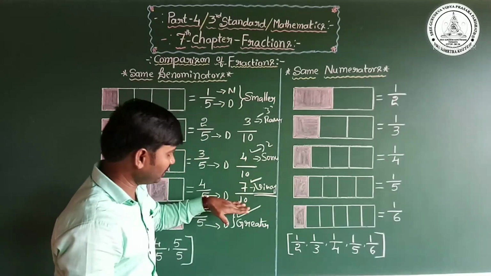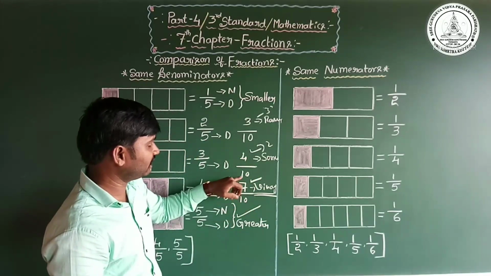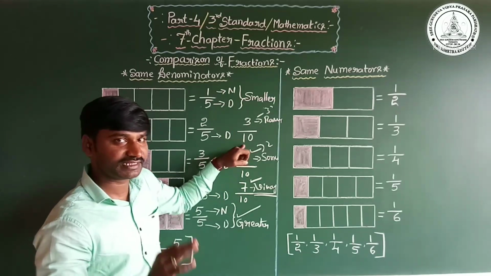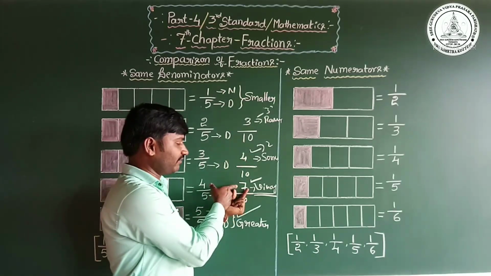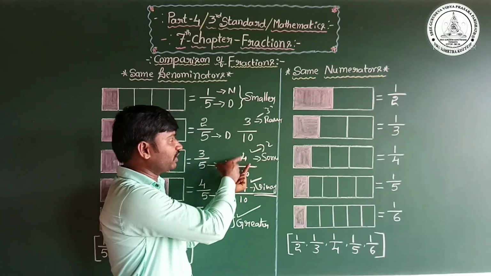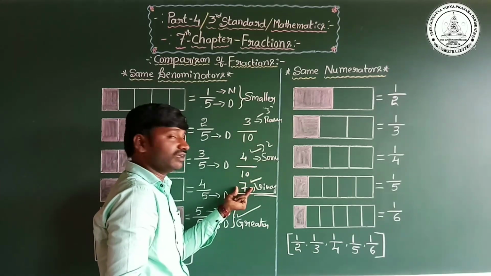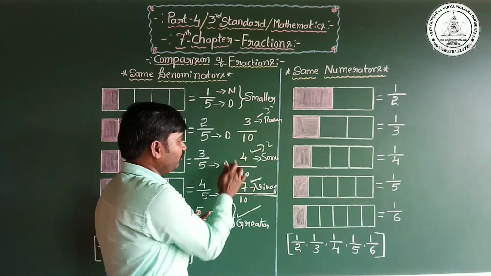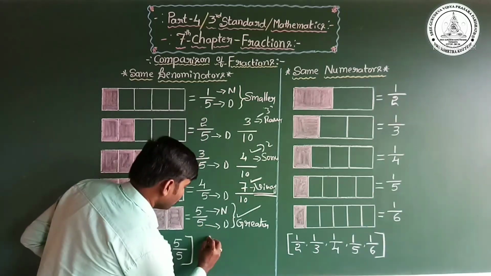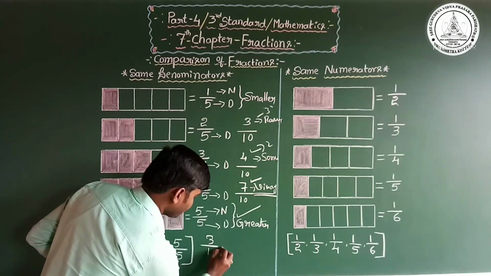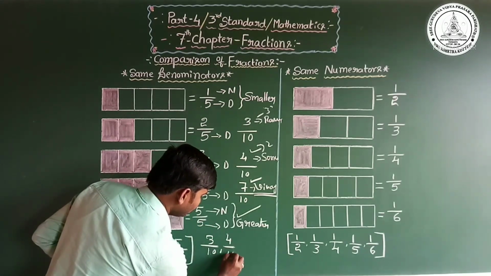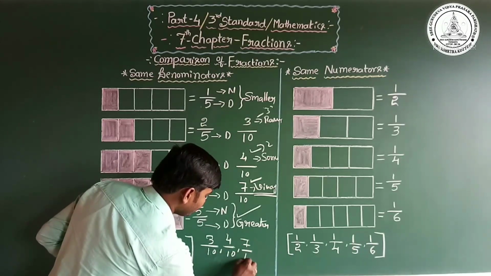Yes, dear student. The denominators are the same. Here the denominator is 10, here the denominator is 10, here the denominator is 10. But the numerator is 7 here, here the numerator is 4, here the numerator is 3. Which is greater? Compare 7, 4, 3. See, 3 by 10, 4 by 10, 7 by 10.